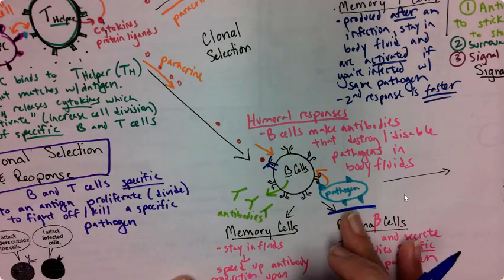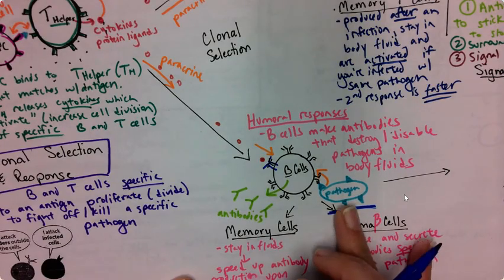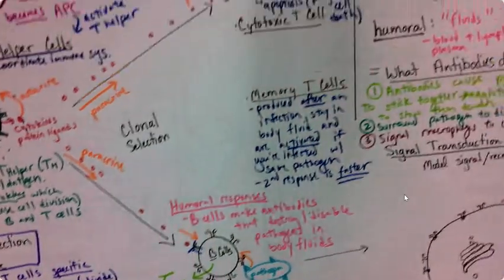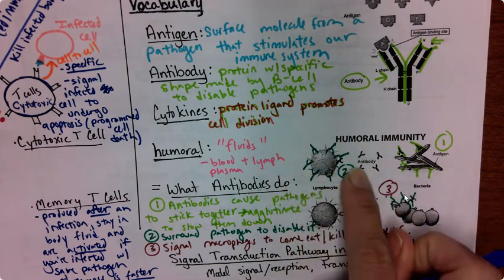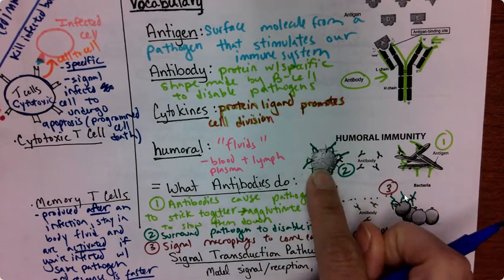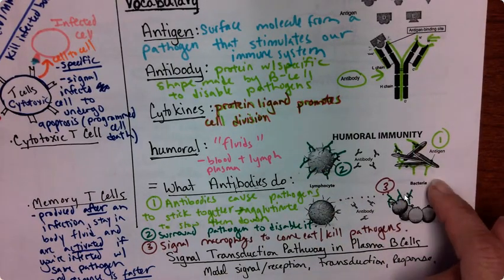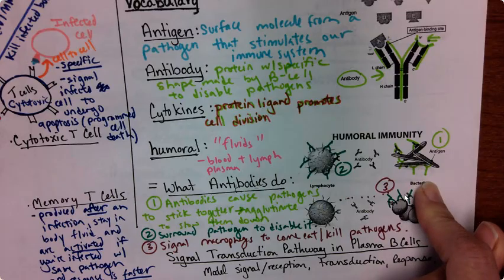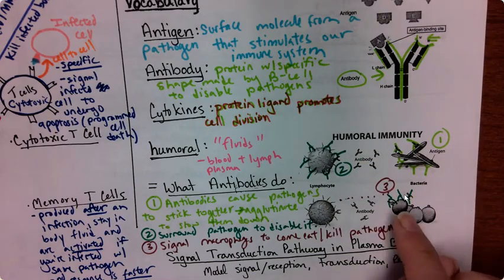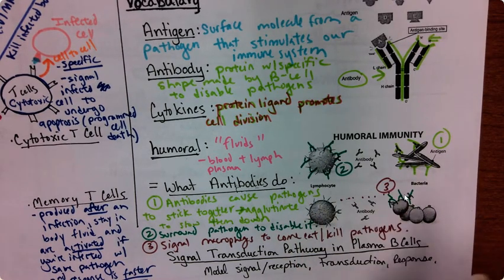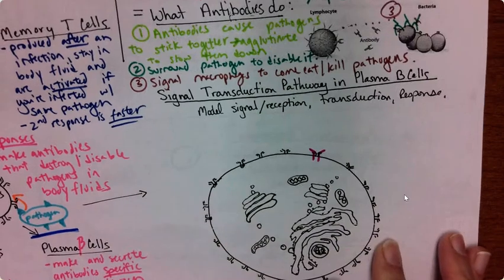They disable pathogens directly, not infected cells, by making antibodies. Antibodies can surround a pathogen, disabling it because it can't infect anything because it's surrounded, right? Can't get inside a cell if you're surrounded. It can cause pathogens to stick together, kind of like the antibodies act like Velcro. That slows down the pathogens, causes them to agglutinate, and then macrophages can come and eat them. And antibodies can also send signals to macrophages and other white blood cells to eat and destroy the pathogen.